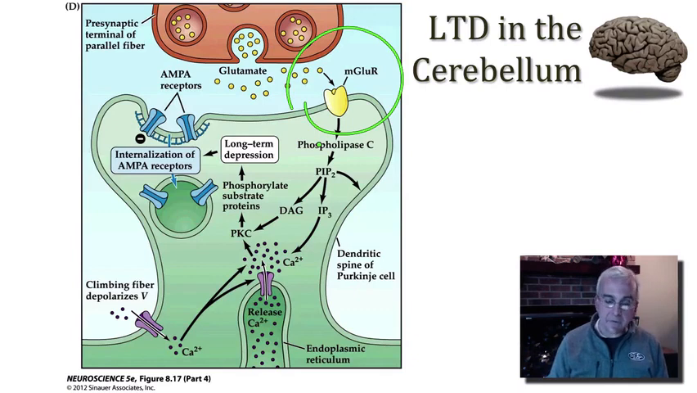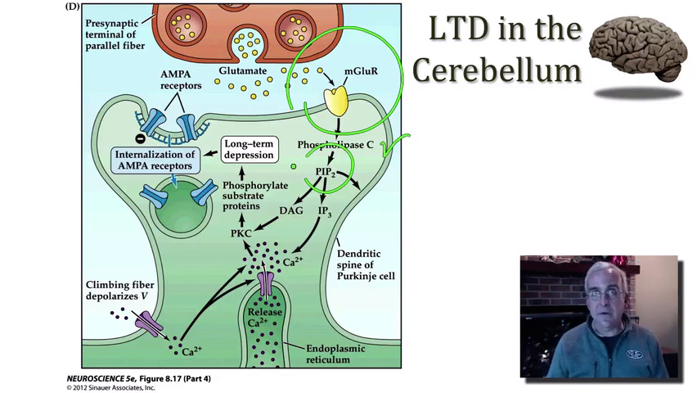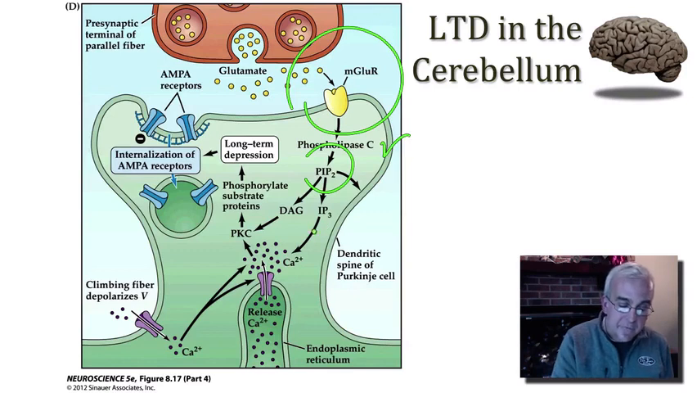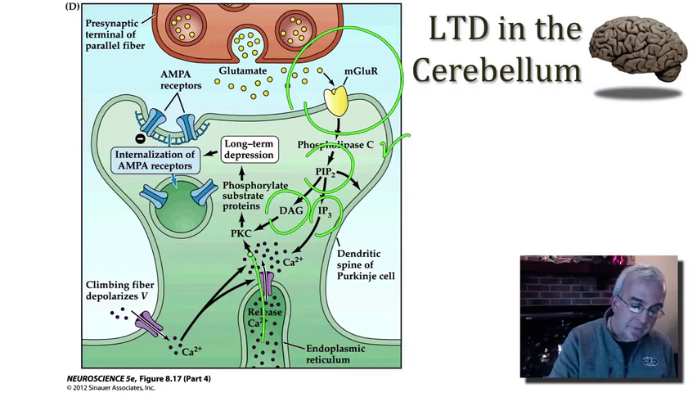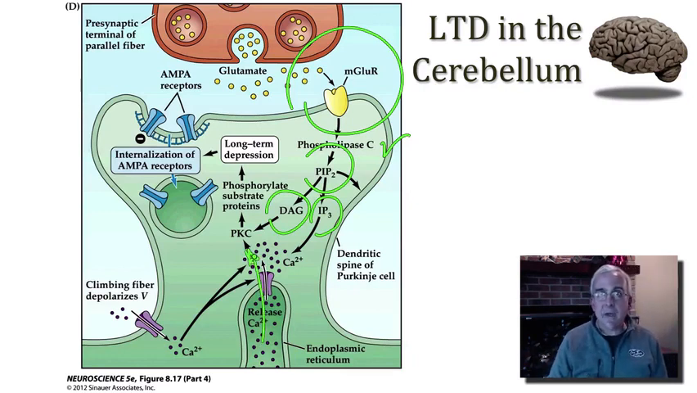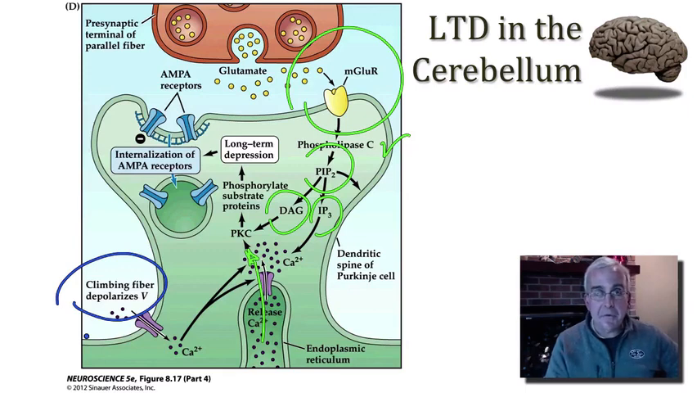In this case, those effector systems involve phospholipase C and the IP3 pathways. That leads to the generation of IP3, or inositol triphosphate, and diacylglycerol. These second messenger systems can cause the release of calcium from intracellular stores. So calcium is flooding into this postsynaptic spine with the activation of this metabotropic glutamate receptor. Meanwhile, calcium is flooding into this postsynaptic spine because the climbing fiber has been concurrently activated.